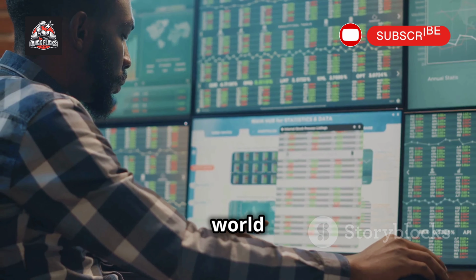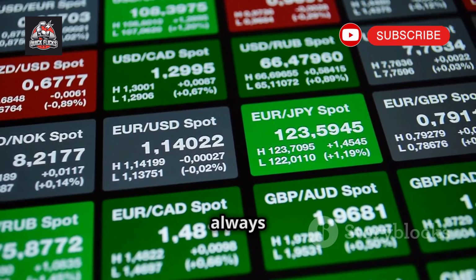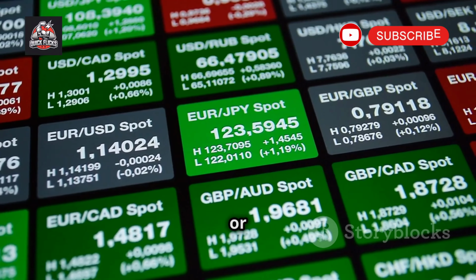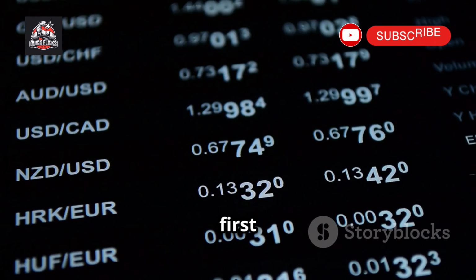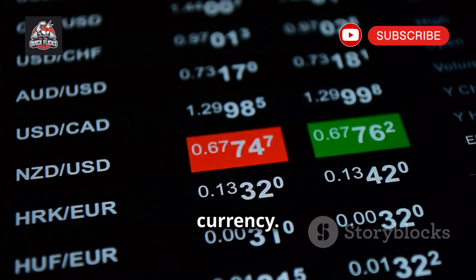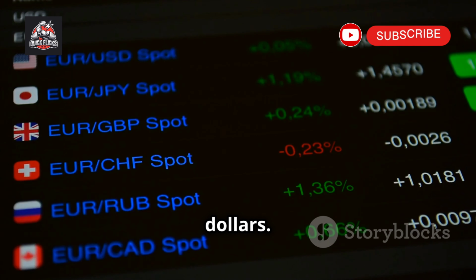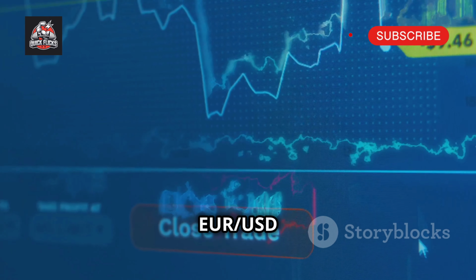Before diving into the world of forex trading, it's essential to grasp a few key terms. Currencies are always traded in pairs, like EUR-USD, Euro-US dollar, or GBP-JPY, British pound-Japanese yen. The first currency in the pair is the base currency, and the second is the quote currency. When you see a quote like EUR-USD = 1.1050, it means 1 euro is worth 1.1050 US dollars. If you believe the euro will strengthen against the dollar, you would buy the EUR-USD pair.